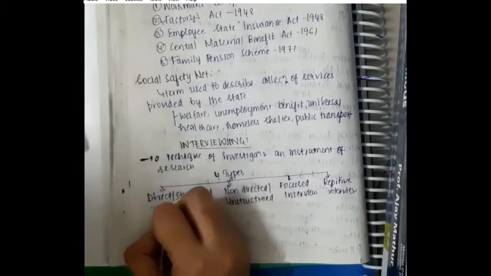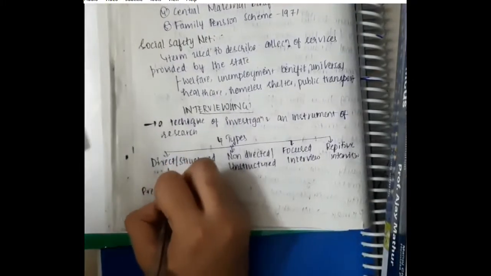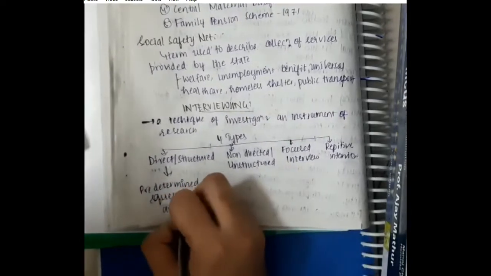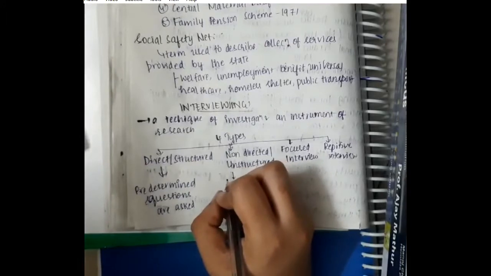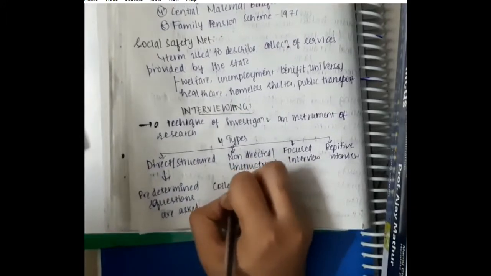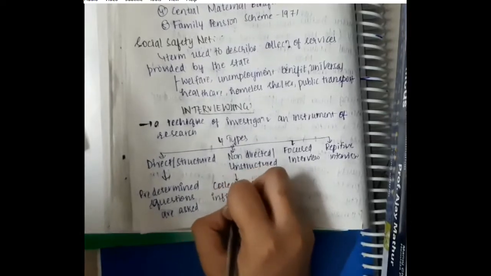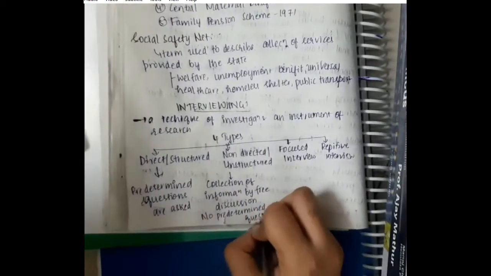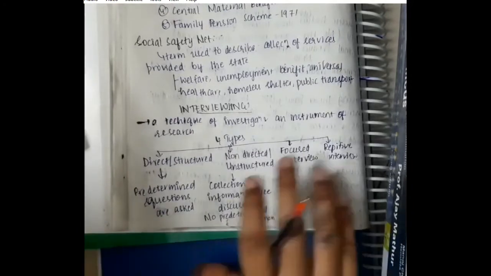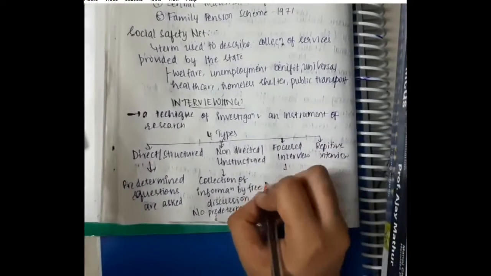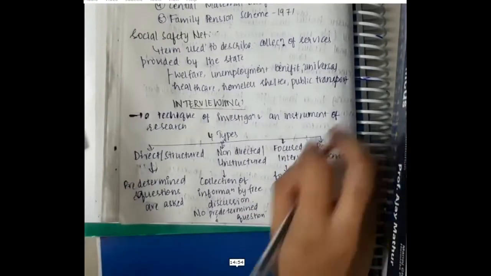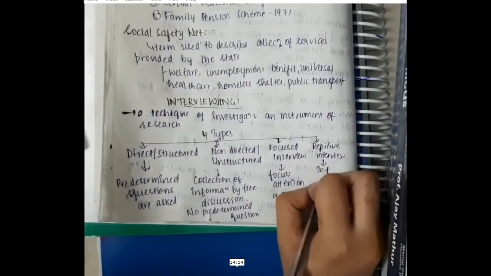One, we have direct or structured interviewing, in which you ask predetermined questions. Then in non-directed or unstructured type, you ask the person to freely give the information by free discussion. We just discuss the thing with the person. There are no predetermined questions. Then we have third, which is focused interview. Here we focus attention on a particular question.